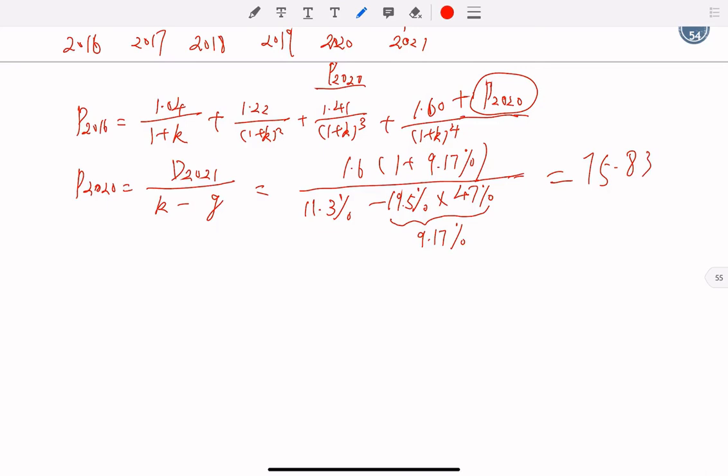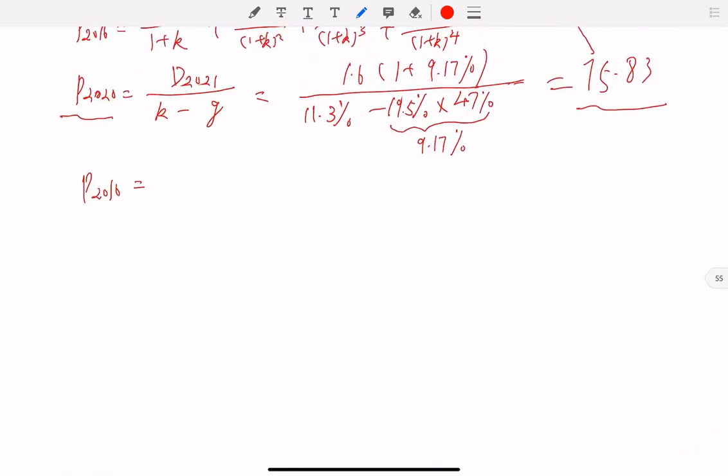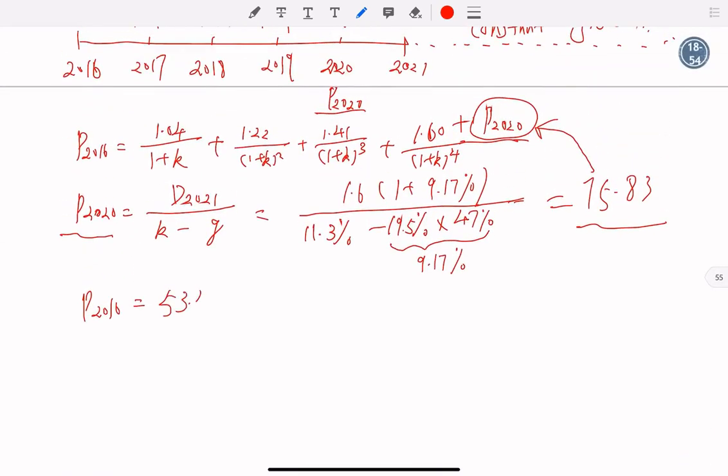Now, if we plug this number back into this formula, we could find out that P2016 is 53.40.